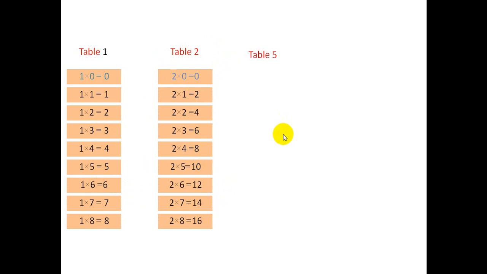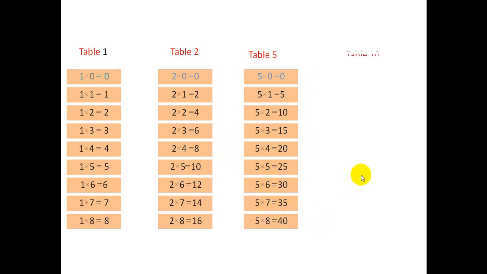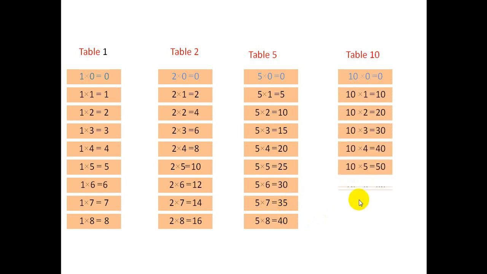Let's see this. We start from 5 times 0. 5 times 0 equal 0. 5 times 1 equal 5. 5 times 2 equal 10. And after, 5 times 3 equal 15. 5 times 4 equal 20, and so on. And after it, what? I will jump to table 10. 10 times 0 equal 0. 10 times 1 equal 10. 10 times 2 equal 20, and so on.